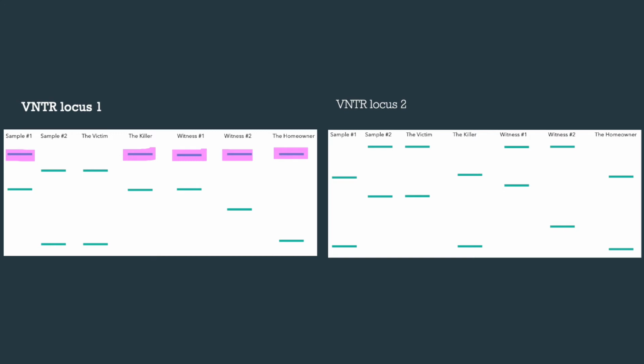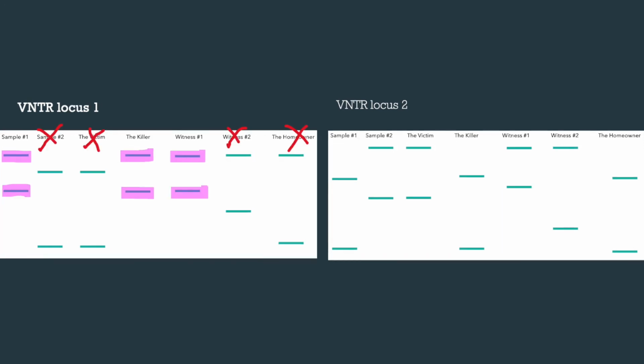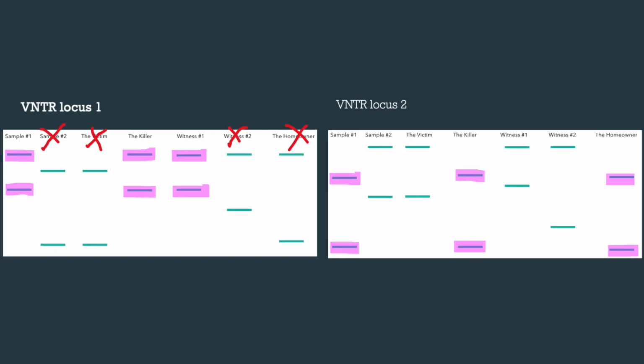The top allele for sample 1 matches up with the killer, witness 1, witness 2, and the homeowner. It is important to note that since witness 1 and witness 2 are related, they share a match of one of their alleles. However, the bottom allele only matches up with the killer and witness 1. Therefore, we can rule out the victim, witness 2, and the homeowner for being the owners of the DNA for sample 1.